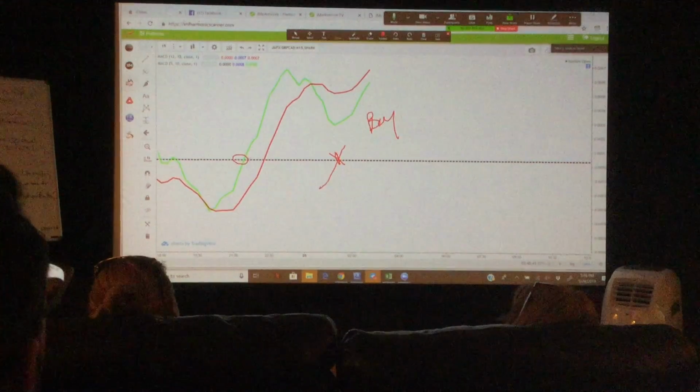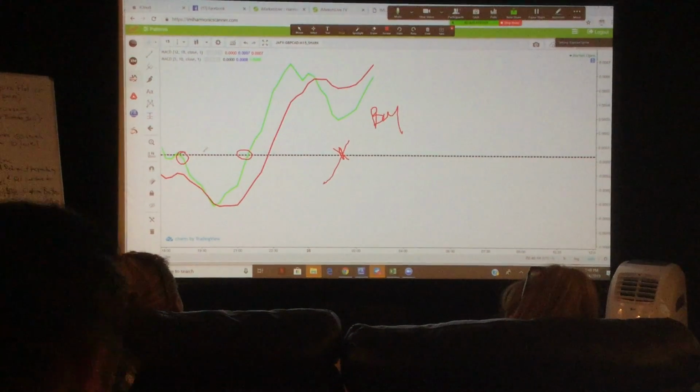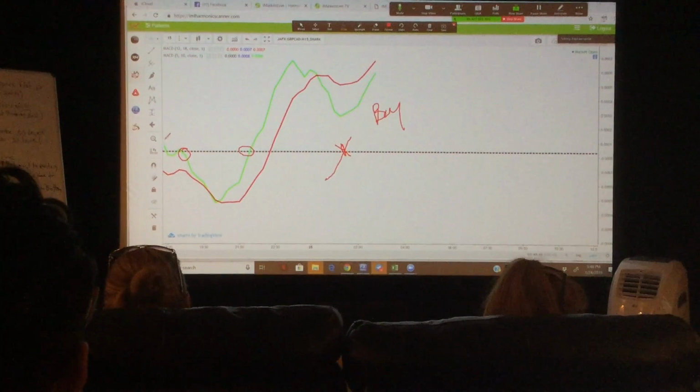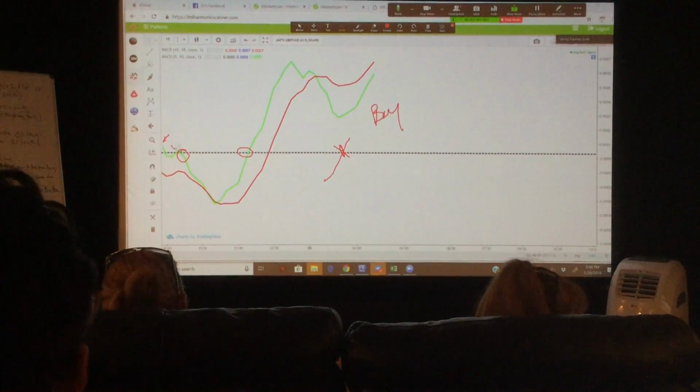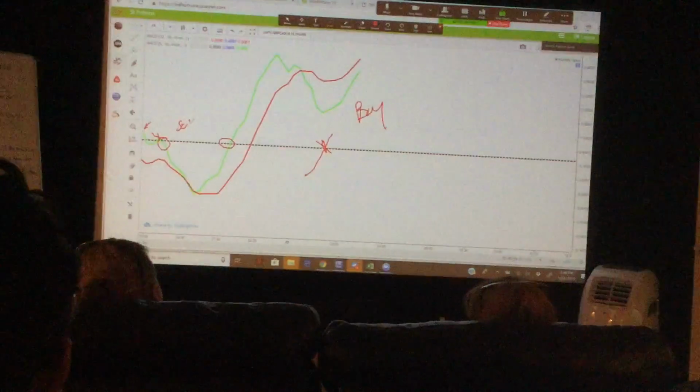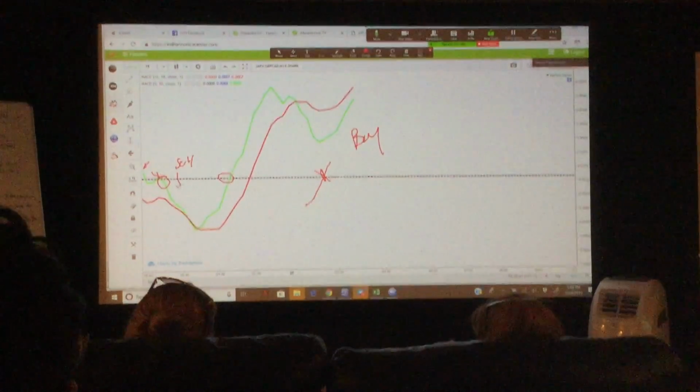Right? Now, when the green line goes down here, it crossed. It was up here. See what was up here? Did you see where it crossed down here? What happened? It's now selling. So when that green line went down, it started selling.